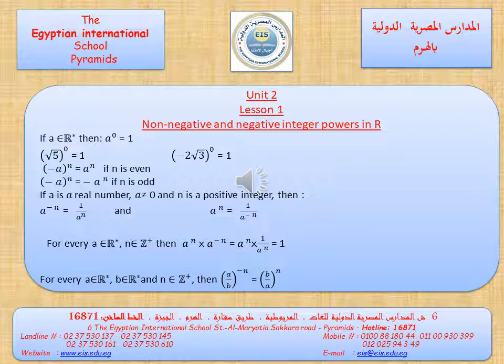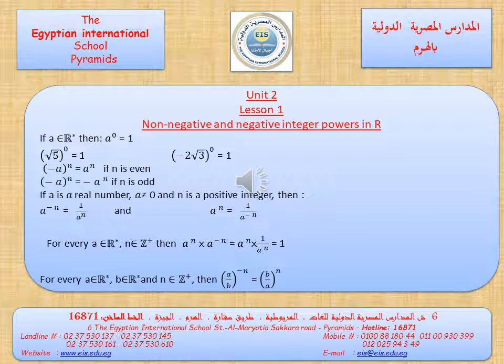Okay. If I have a fraction, focus very well on this part. If I have a fraction in brackets with a power over the fraction, for example a over b all to the power negative n, how can we cancel this negative in the power? We can exchange the numerator and the denominator of the fraction. So it will be b over a to the power n.